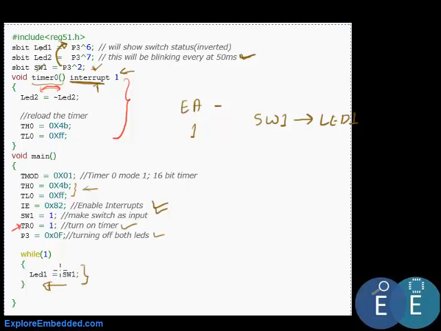Now in real time, you see LED 2 blinking continuously with the timer interrupt, and whenever you press switch 1, you see it on LED 1 as well. So this you can watch in the demo.